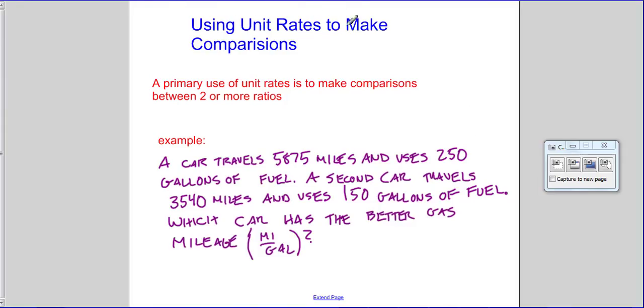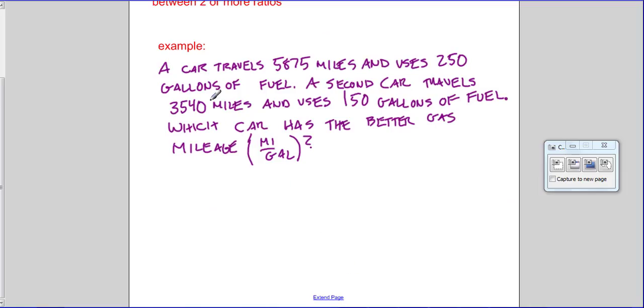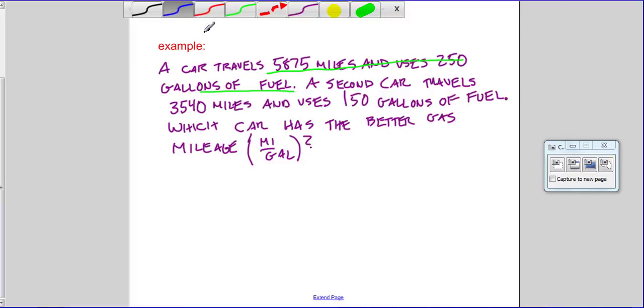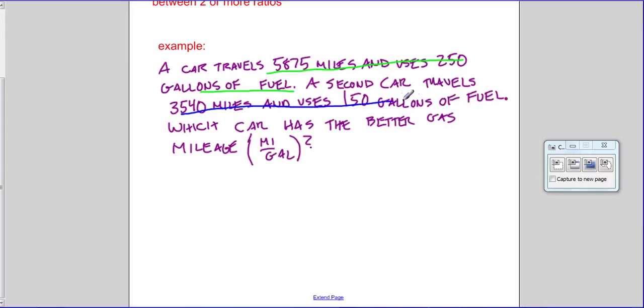So, using unit rates to make comparisons. A primary use of unit rates is to make comparisons between two or more ratios. So for example, a car travels 5,875 miles and uses 250 gallons of fuel. So that's the first car. A second car travels 3,540 miles and uses 150 gallons of fuel. Which car has the better gas mileage, miles per gallon?